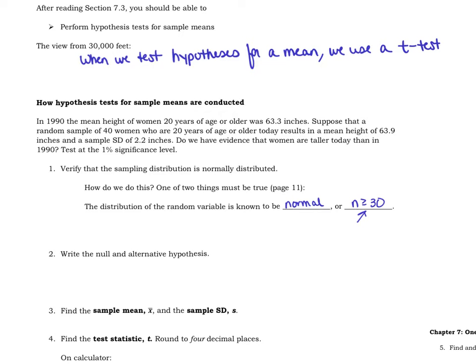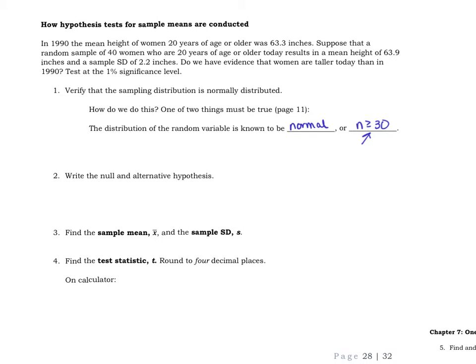For writing the null and alternative hypotheses, again, same thing we've been doing. So the null hypothesis is that the mean, make sure you're using the symbol mu, is 63.3 inches based on our 1990 data. And the alternative is that women today are taller, so they are greater than 63.3 inches tall.